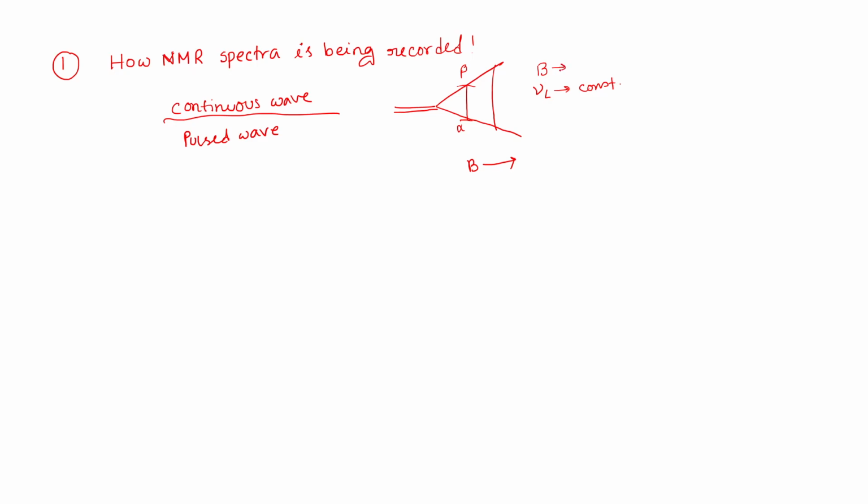with the frequency constant, and B you vary. Another method would be B to be constant and you vary your radio frequency. Mostly, this method is a conventional method, but today, most of the NMR spectrophotometers are actually using FT NMR, using pulsed radio wave, where the spectra is recorded in the time domain.